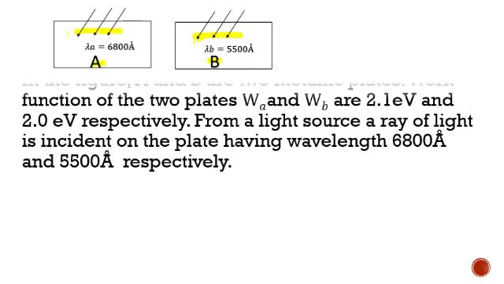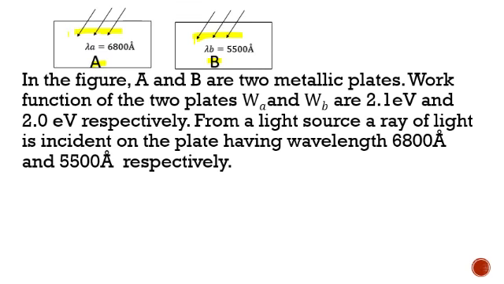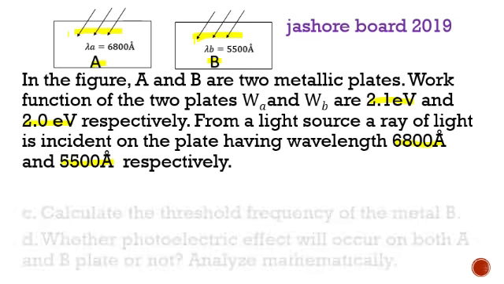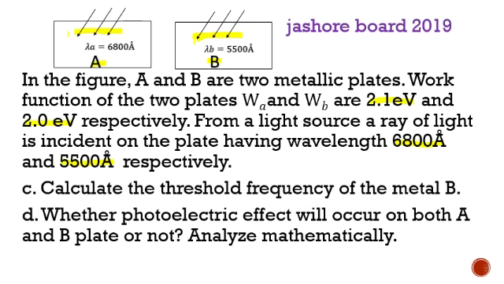Now the stem says that in the figure A and B are two metallic plates. The work functions of the two plates are WA and WB, and they are 2.1 electron volt and 2 electron volt respectively. From the light source, a ray of light is incident on the plates having wavelengths 6800 angstrom and 5500 angstrom respectively. This question came in the Board exam 2019. You can check it in your test paper also.